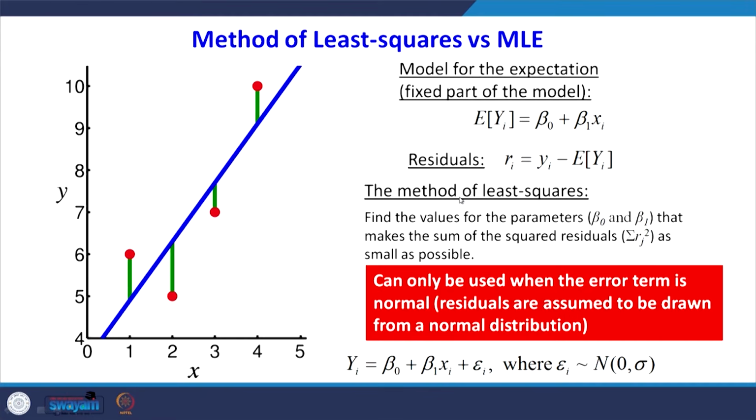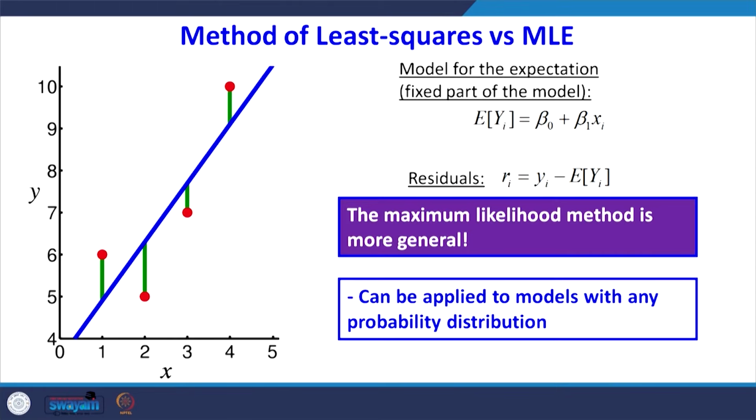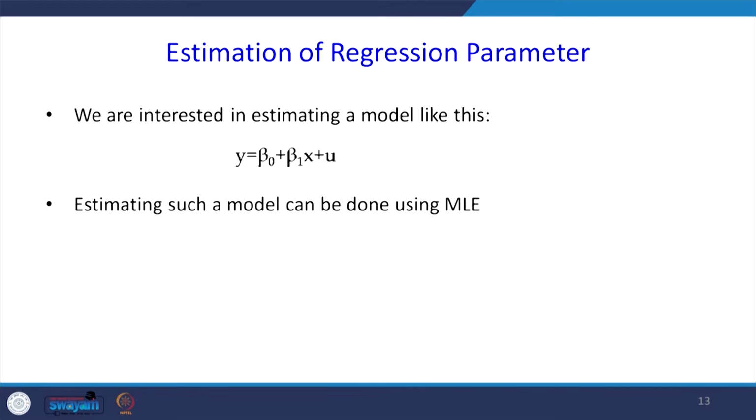This method of least squares is applicable only when the error term is normal, that is, the residuals are assumed to be drawn from a normal distribution. Whenever this assumption is violated, we cannot use the least square method; we should use some other method, that is the maximum likelihood estimate. In the next class we are going to study logistic regression, where the error term will not follow a normal distribution. The maximum likelihood estimate can be applied to models with any probability distribution, and that is the advantage of this method.